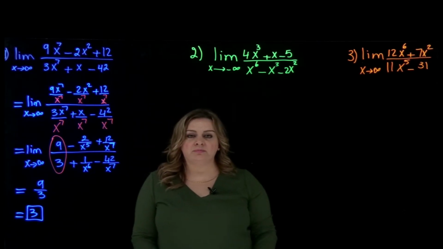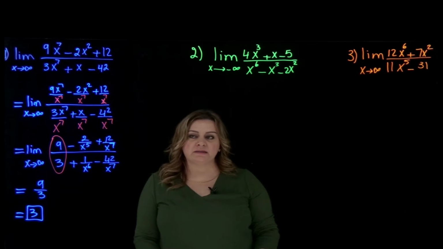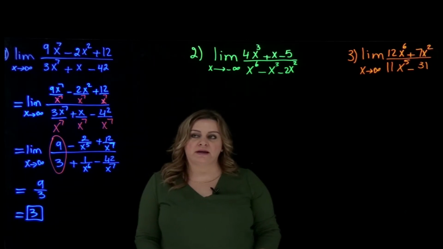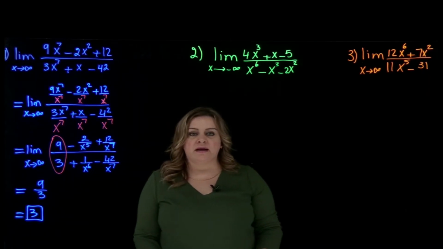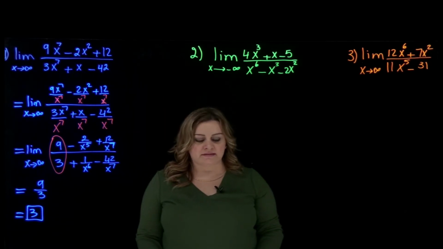Moving to problem 2, we want to evaluate the limit of our function 4x cubed plus x minus 5 all over x to the 6 minus x to the 3rd minus 2x squared as x approaches negative infinity this time. We notice that x to the 6 is the variable with the largest exponent in the denominator, and we want to divide each term in our function by x to the 6.